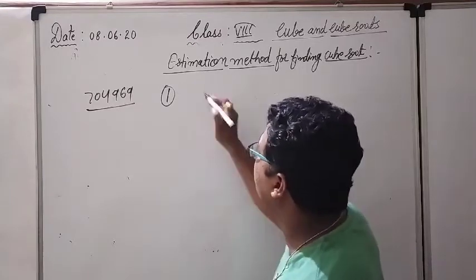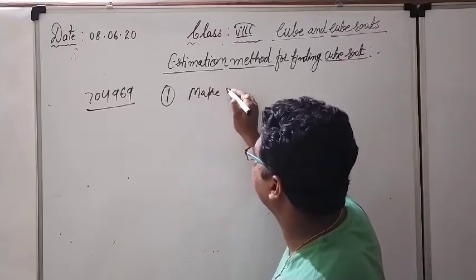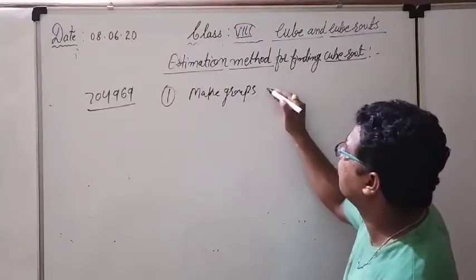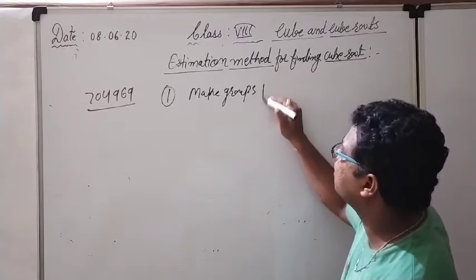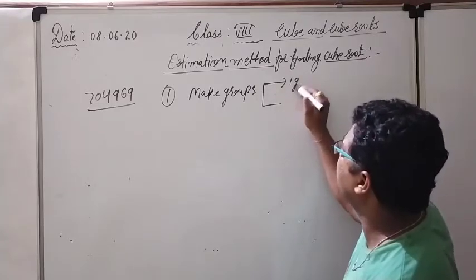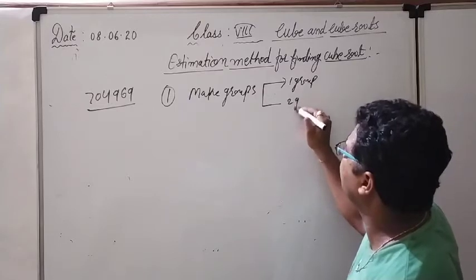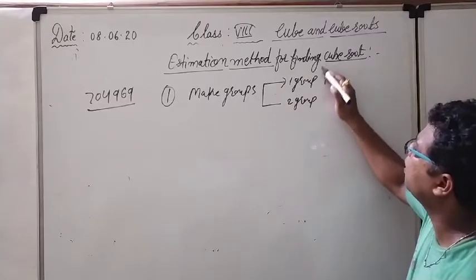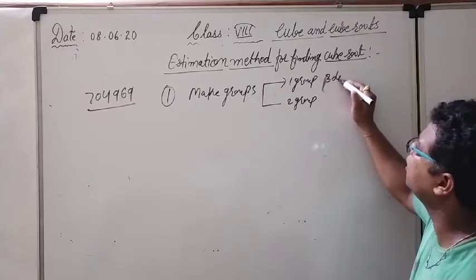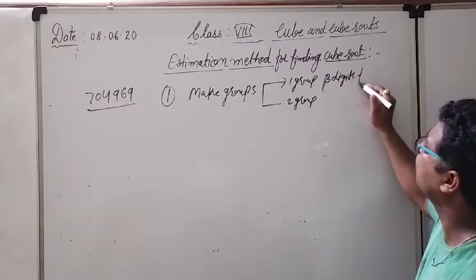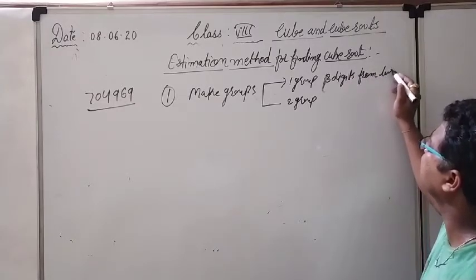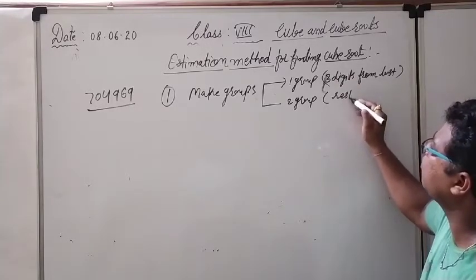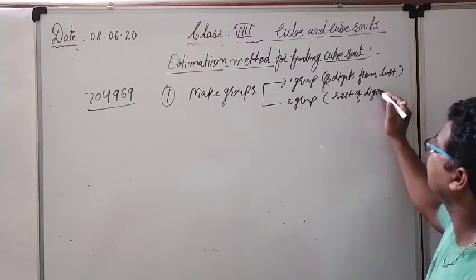In the first step we have to make groups. Make groups in such a way that the first group will be the first group and the second group. In the first group we have to include 3 digits from the last. And whatever the rest of the digits, we have to consider in the second group.